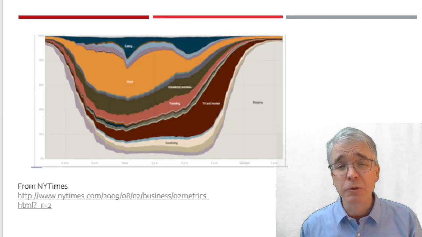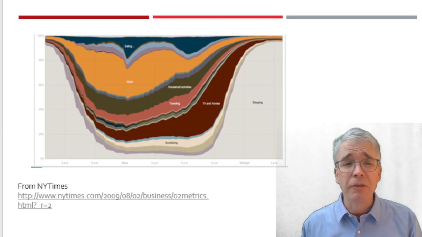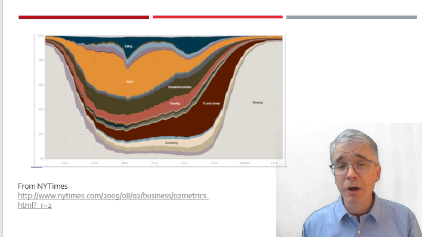The New York Times did a cool graphic a while back showing what a typical person is likely doing at different times of the day. That big gray area at the bottom is sleeping. Time of day is on a 24-hour scale on the horizontal axis. Of course, it wraps around. That big brown area there is TV viewing. The orange is work. Blue is eating. You can definitely see a well-defined lunch hour, while the evening meal has a broader range of times.